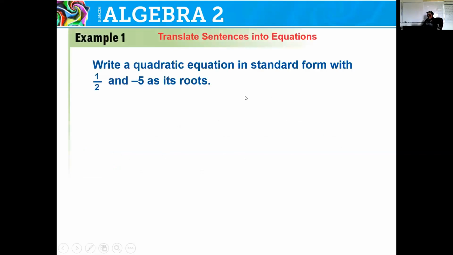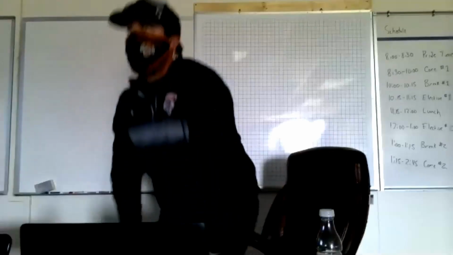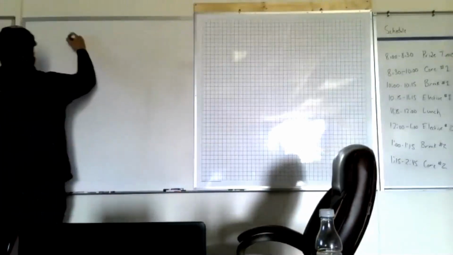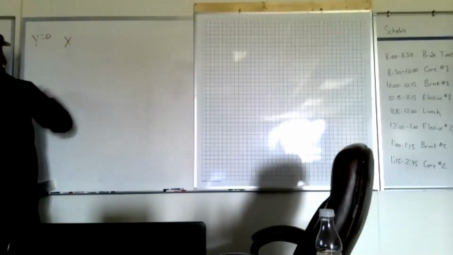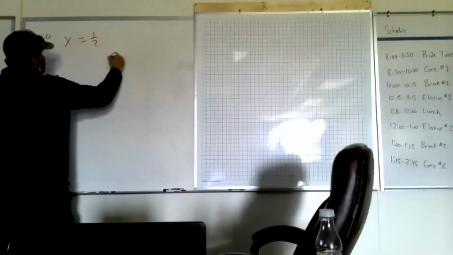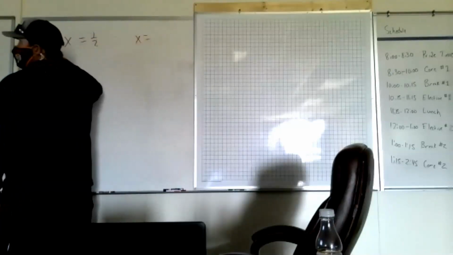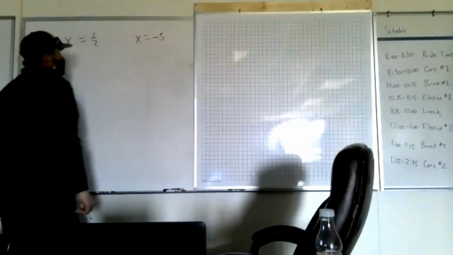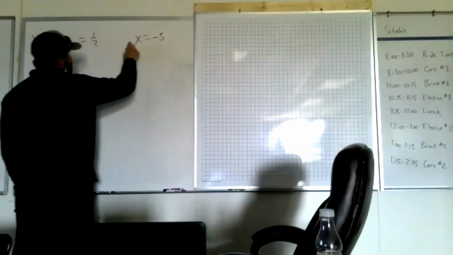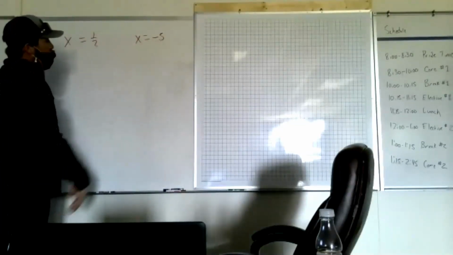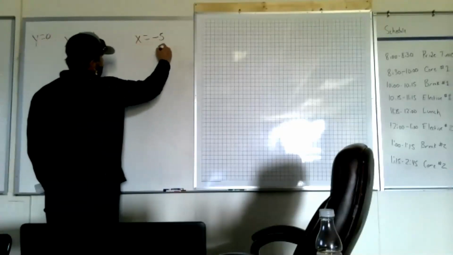All right, first one. We'll write a quadratic equation in standard form with 1/2 and -5 as its roots. More or less what they're giving us is the two x-intercepts. So at the point where y is equal to 0, the x values of this equation are equal to 1/2, and x is also equal to -5. To get these into their binomial terms, we want to set it so that it is equal to 0.